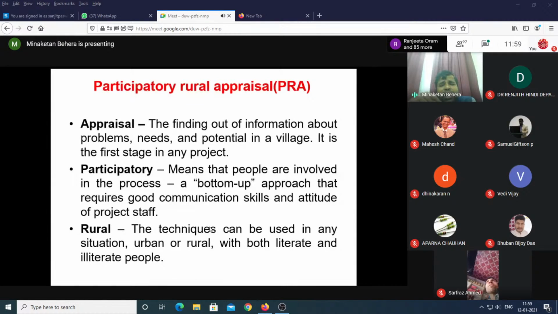Okay, so many dimensions are there, so I am not going for this. Basically, that we call a bottom-up approach. They will tell everything, their problem, their concern, their solutions, and from that, you have to take an action on that for their development.